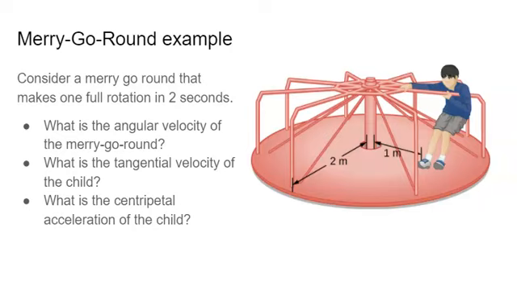Consider a merry-go-round that makes one full rotation in 2 seconds. What's the angular velocity of the merry-go-round? What's the tangential velocity of the child? And what's the centripetal acceleration of the child?